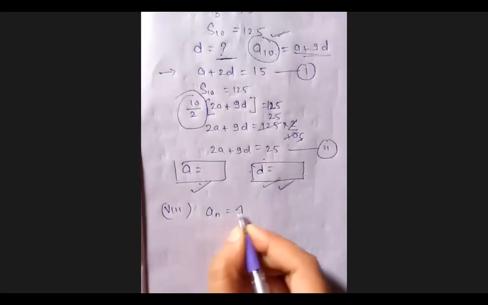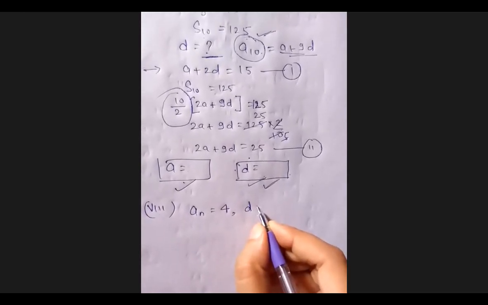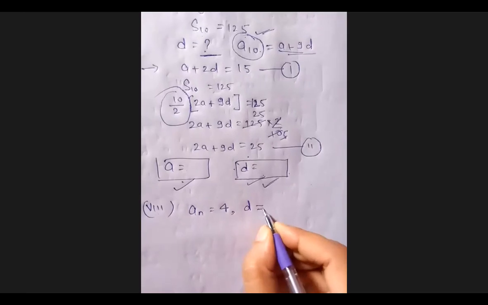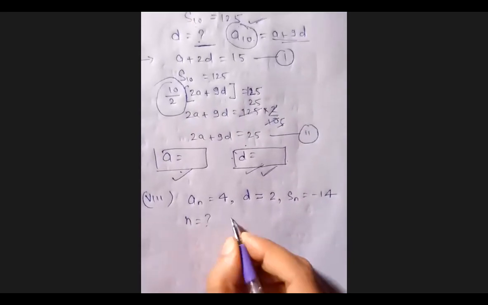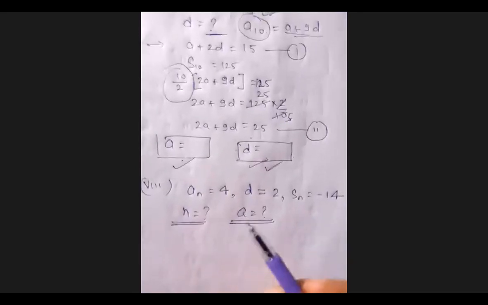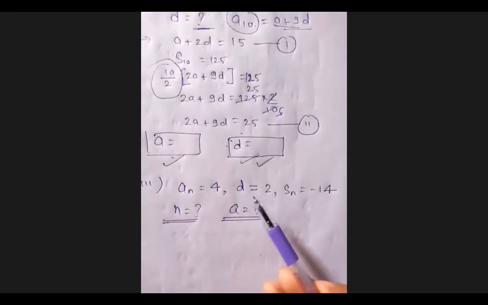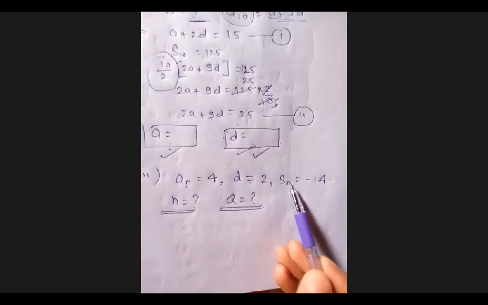AN is 4, B is 2, SN is minus 14, and you have to find in this question M and A. Okay, you have to find A and M. So what is given? Firstly, you have to see what is given and how can we find this? So AN is given, B is given, SN is given.